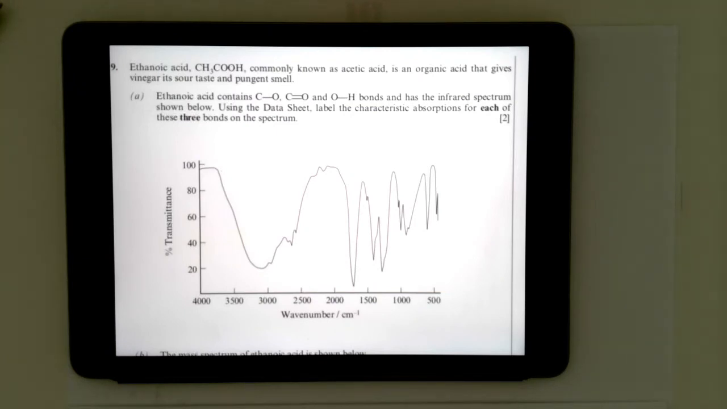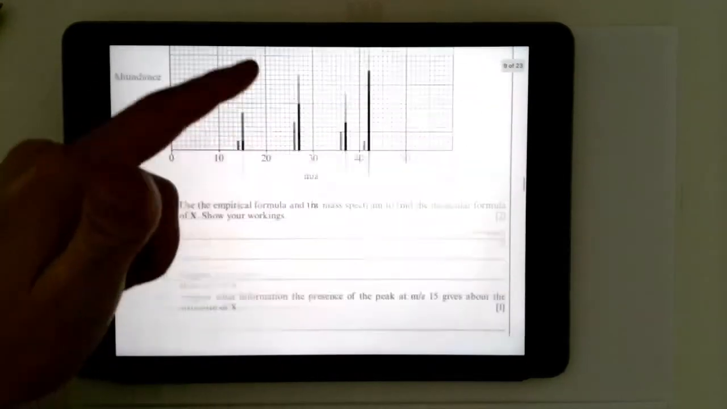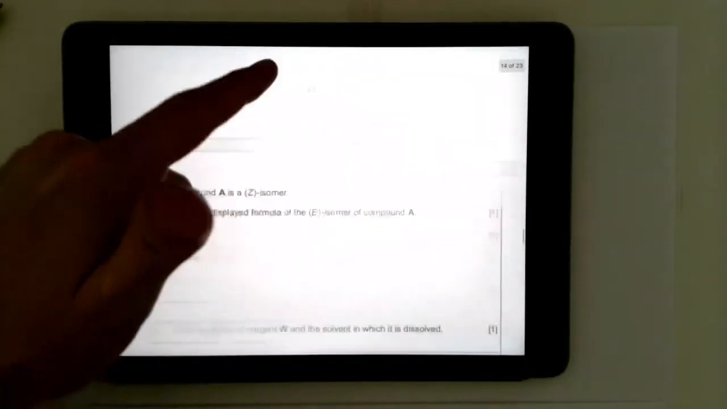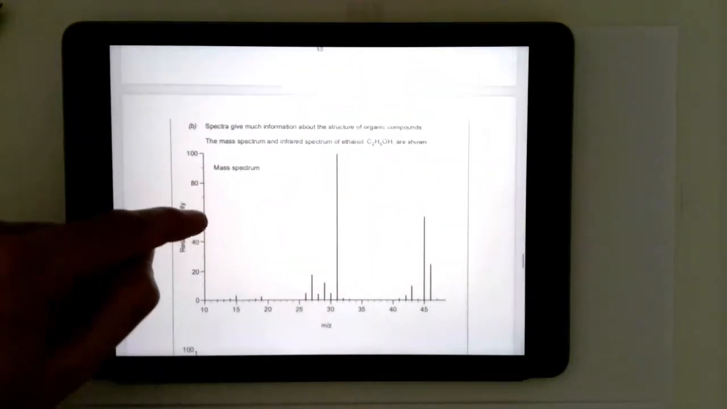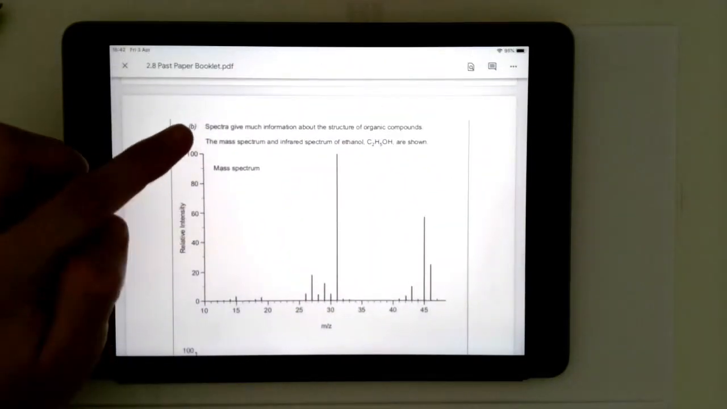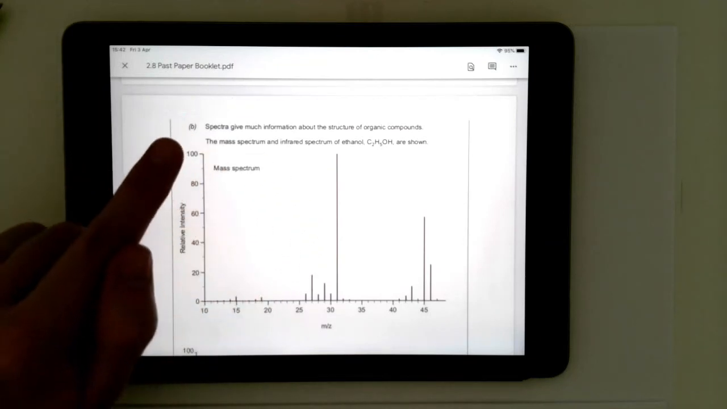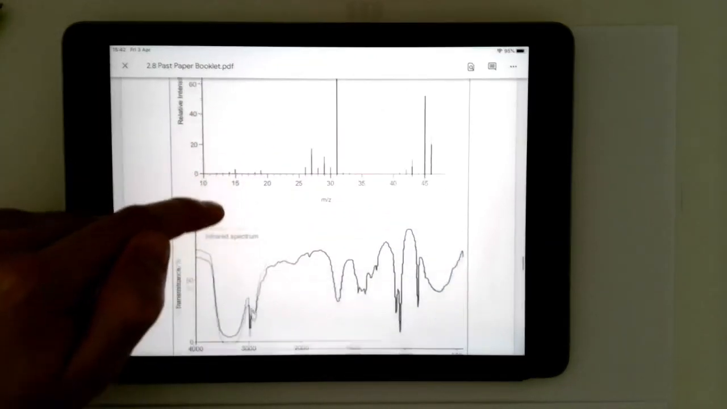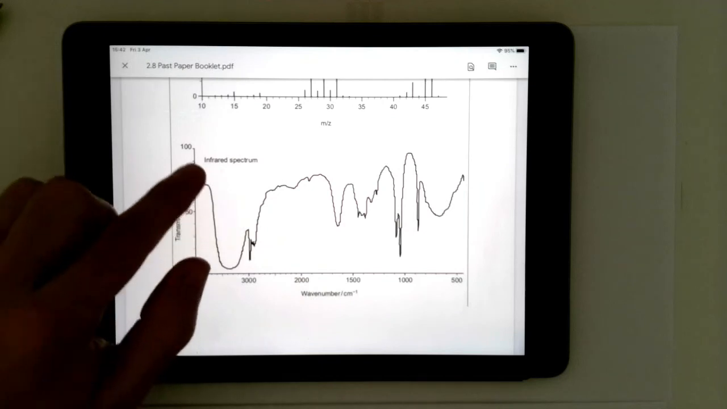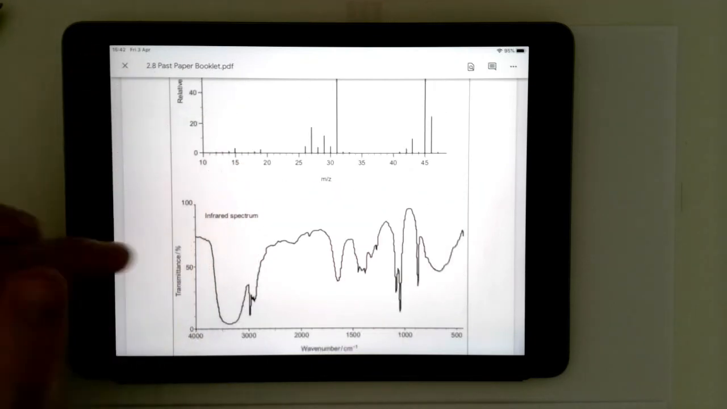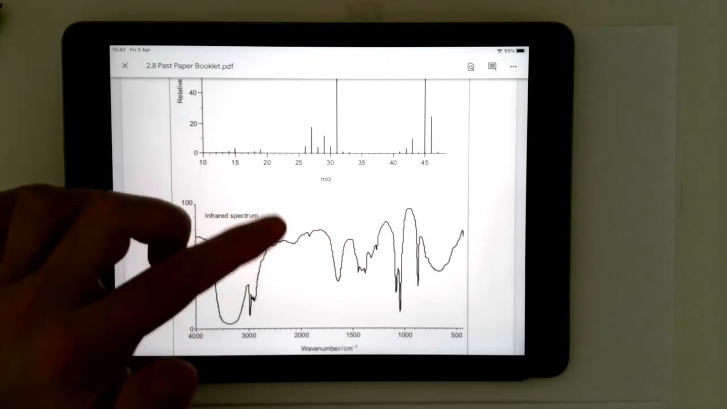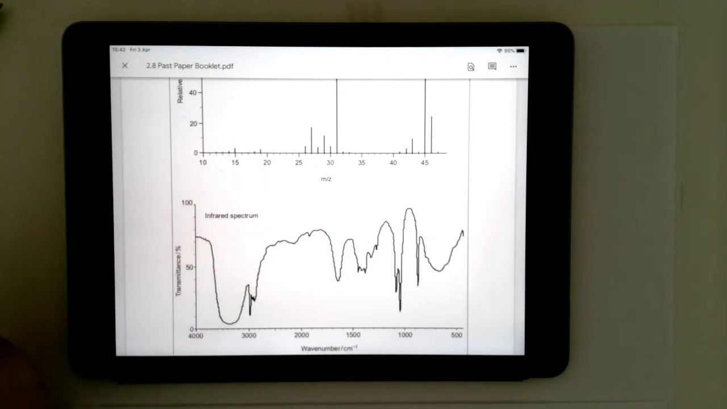What they tend to do with infrared spectroscopy is integrate it with other types of spectroscopy. So if I find a bigger question now, you can see here in part B it's got a mass spectrum in it, and it's also got an infrared spectrum, and you need to get as much information out of both of those in order to work out the answer. We'll practice one of those in a later video. But that's all for now.